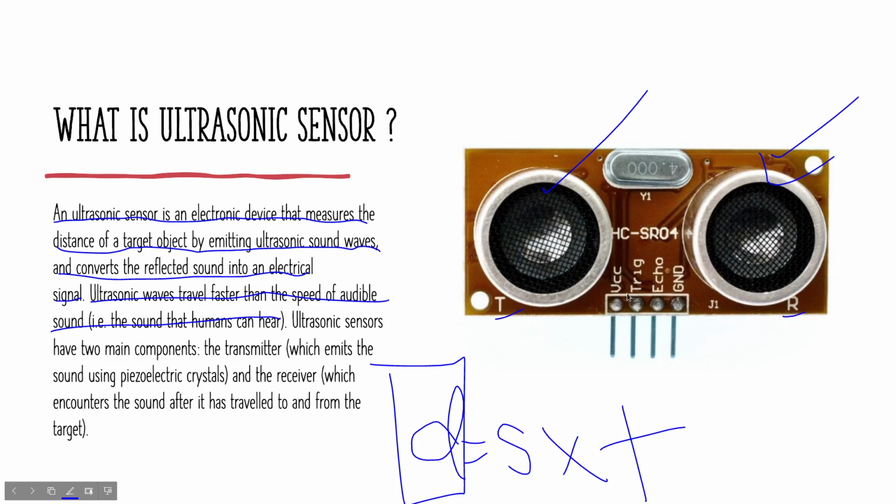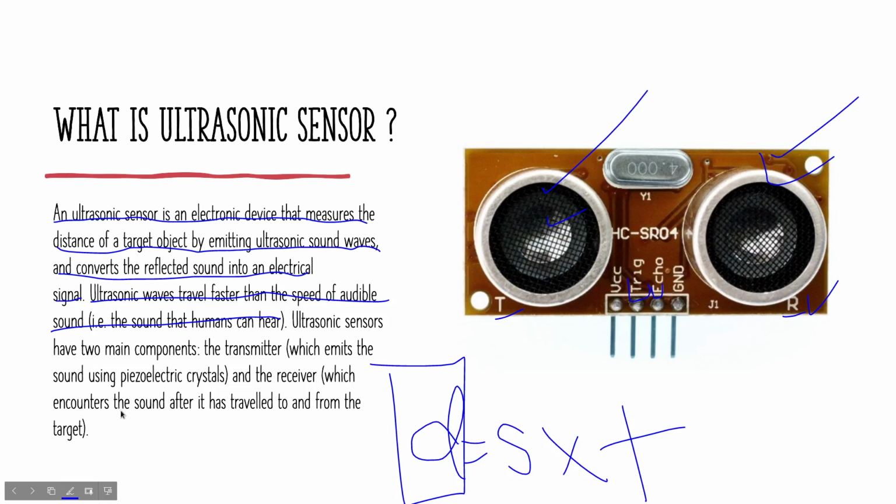And the pin which is near to T, this trig, is the transmitter pin, and this echo is the receiver pin. You can see echo is near to the R, so it is the receiver. Trig is near to the T, so it is the transmitter. Okay, guys. So these are the ultrasonic sensor's main components.